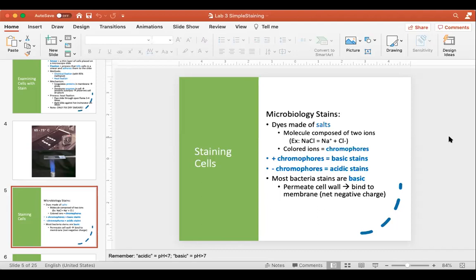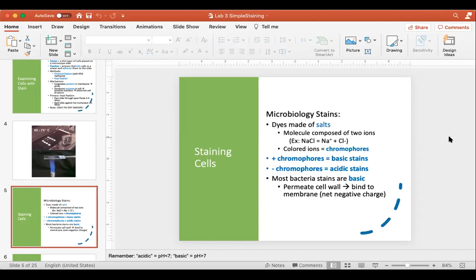Now remember, those terms, basic and acidic, relate to pH. And just as a quick review, remember the scale for pH runs from 1 up to 10. The lower numbers are the acidic values. The higher numbers are the basic values. A pH of 7 is considered neutral. So anything below 7 is an acid, and anything above 7 is a base.